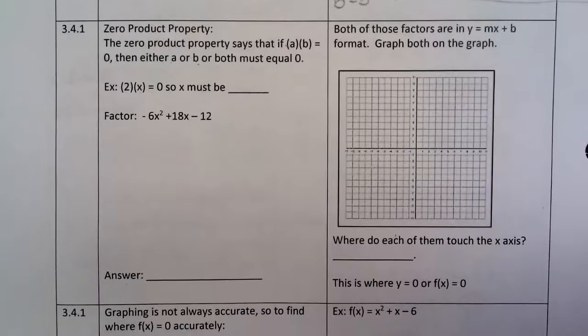Today we're doing 3.4 in Algebra 2. This is all about the zero product property. So it's just like what it sounds like.